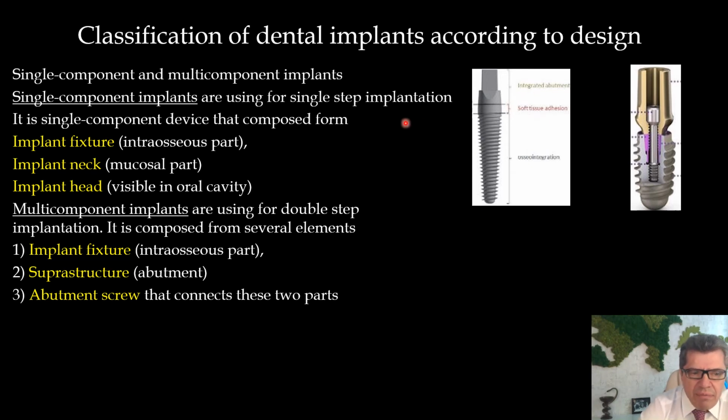According to this design, we have two different types of implant: the single component and the multi-component implant. Single component implants are used for single step or one stage implantation. Each single component implant divides into the intraosseous part or fixture, the neck of the implant, and the head of the implant. It's the one piece implant. But multi-component implants are used for double step implantation. It consists of an implant fixture, a suprastructure, and the abutment screw that connects these two parts.